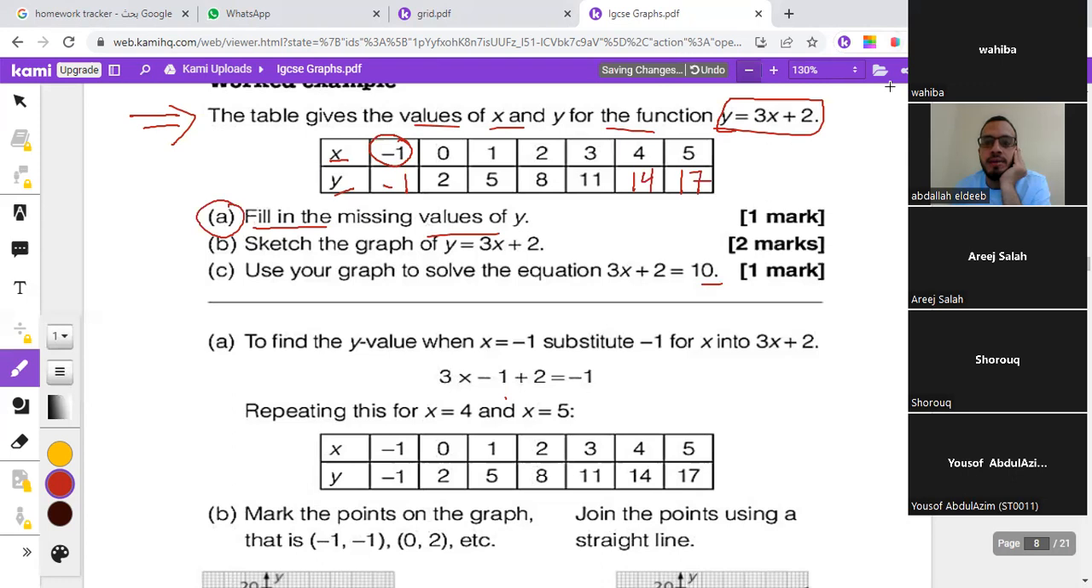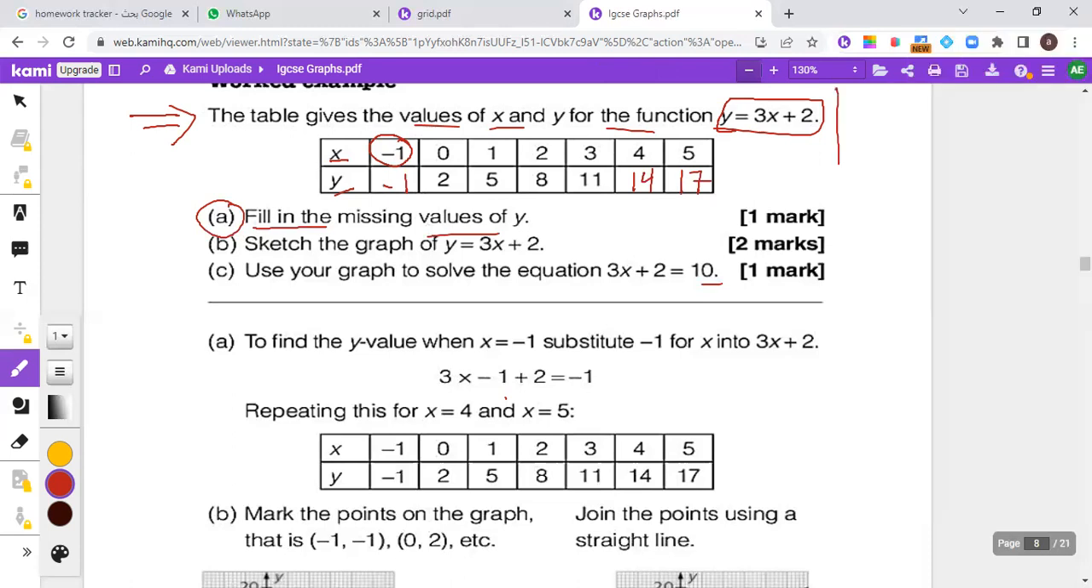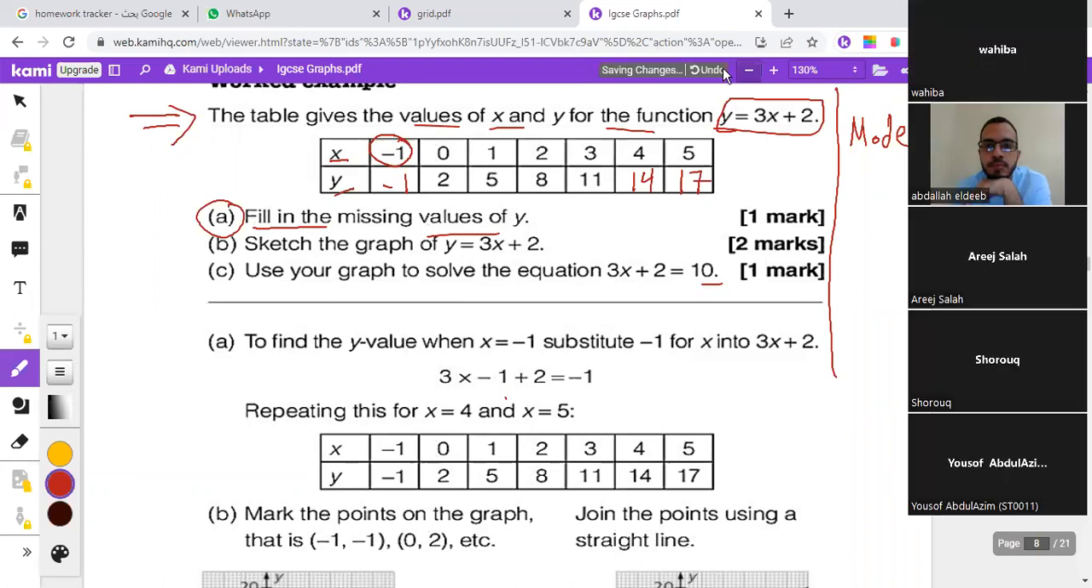You used the calculator? Yes. MashaAllah. Can you tell us the steps you used on the calculator so the whole group will know? I press mode 7. Then fx equals 3 alpha x plus 2. Mode 7 gives you the table immediately.